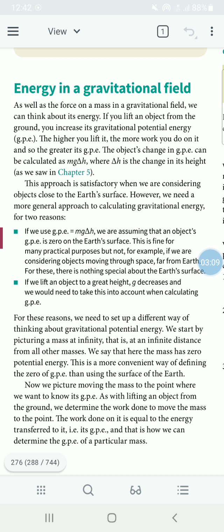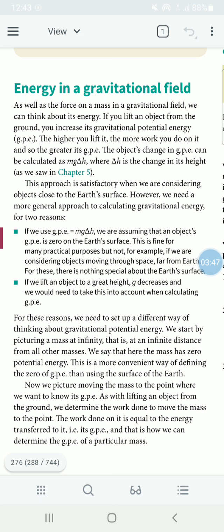If we lift an object to a great height, g decreases, and we would need to take this into account when calculating GPE. For these reasons, we need to set up a different way of thinking about gravitational potential energy. We start by picturing a mass at infinity. So the separation is infinite. From all the other masses, it is at infinity. We say that here the mass has zero potential energy.